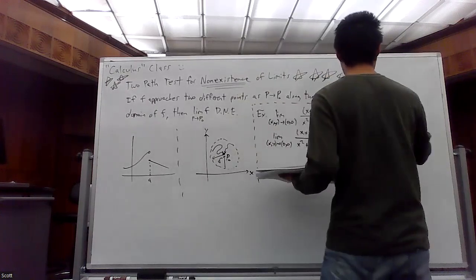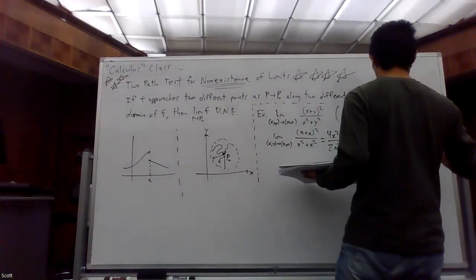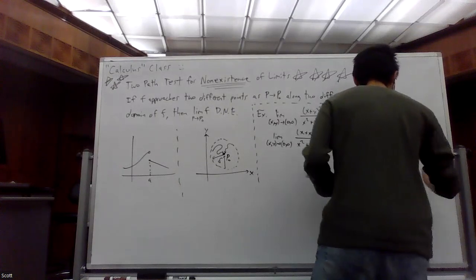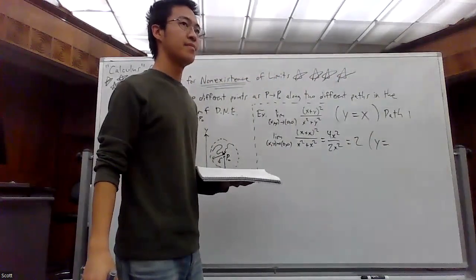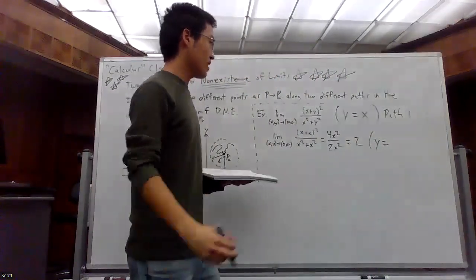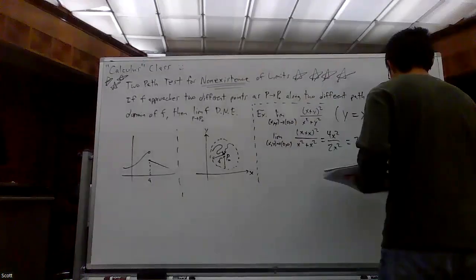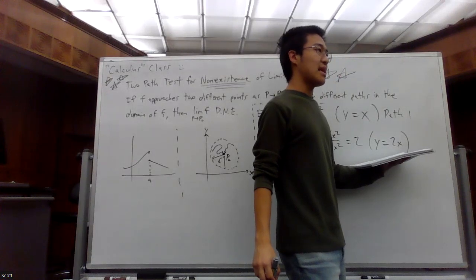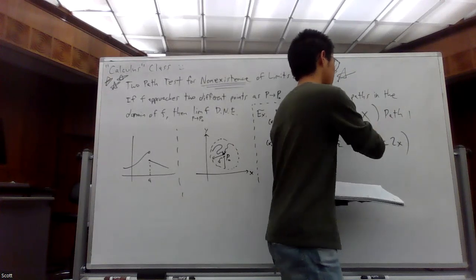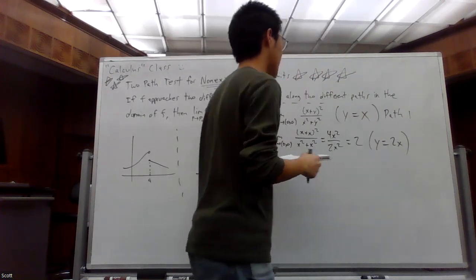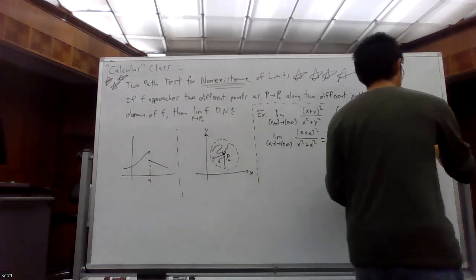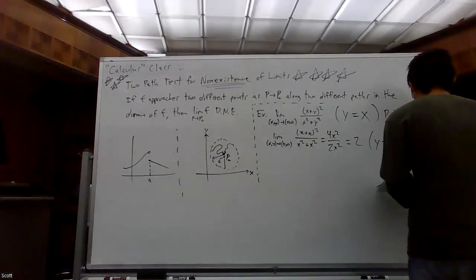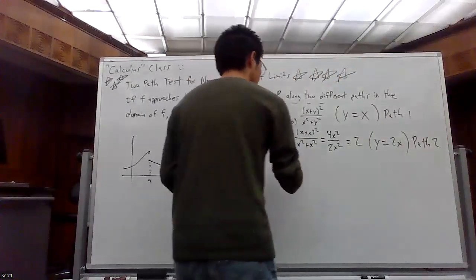I'll call this the first path. And now let's choose, what do you guys want to do for the other path? Yeah, we could do y equals 2x, that's a good one. And to clarify, it would be impossible to make that z, because z is the output. That's the actual surface. So we're talking about the input coordinates right now. So this is our second path. Okay, and then let's see what happens.